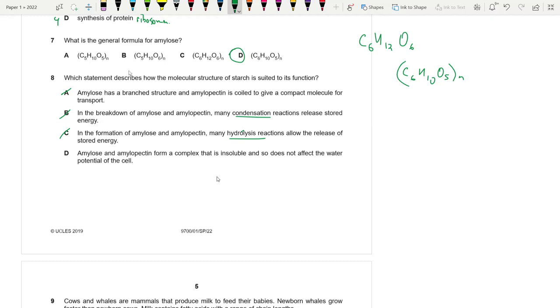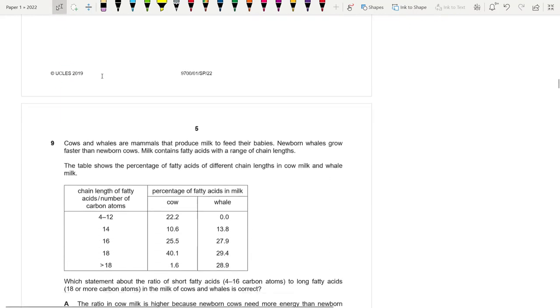D. Amylose and amylopectin form a complex that is insoluble, right? So it does not affect the water potential of the cell. Guys, this is the most important part about starch and glycogen. They are insoluble in water, so they don't actually affect water potential. That's why we can store them.